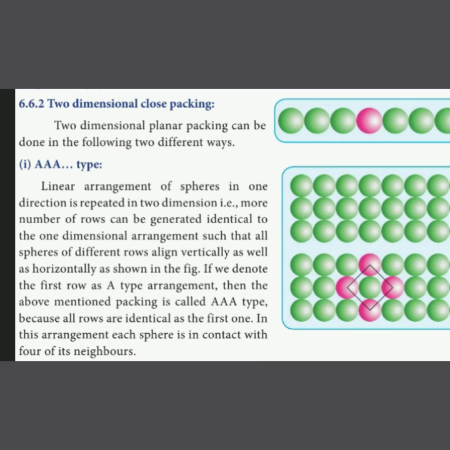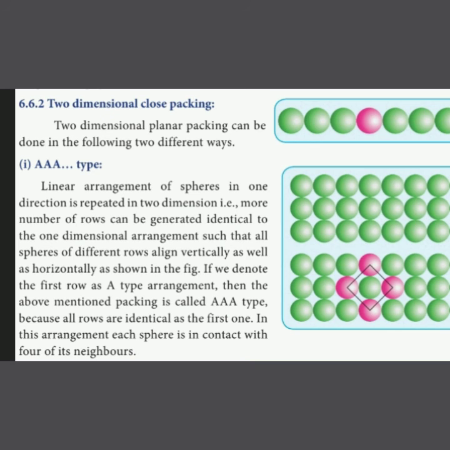If we denote the first row as A type arrangement, and the second row is also A type, the third row also A type, then the packing is called AAA type, because all rows are identical. However the first row A is arranged, in a similar way the second row and the third row are arranged. So all the rows are identical to the first one.